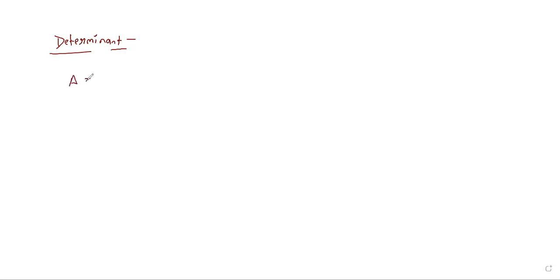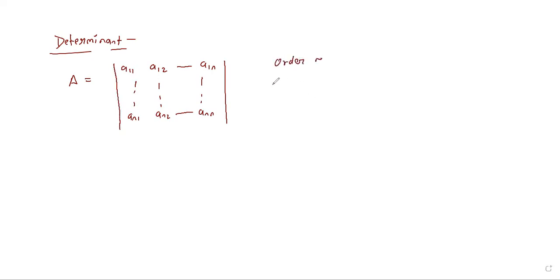Okay, so there is a matrix A, which is like A11, A12 to A1n, going on to An1, An2 to Ann. This is the matrix that we have, and we need to find its determinant. This is a matrix of order n, and there are n square elements arranged in it.